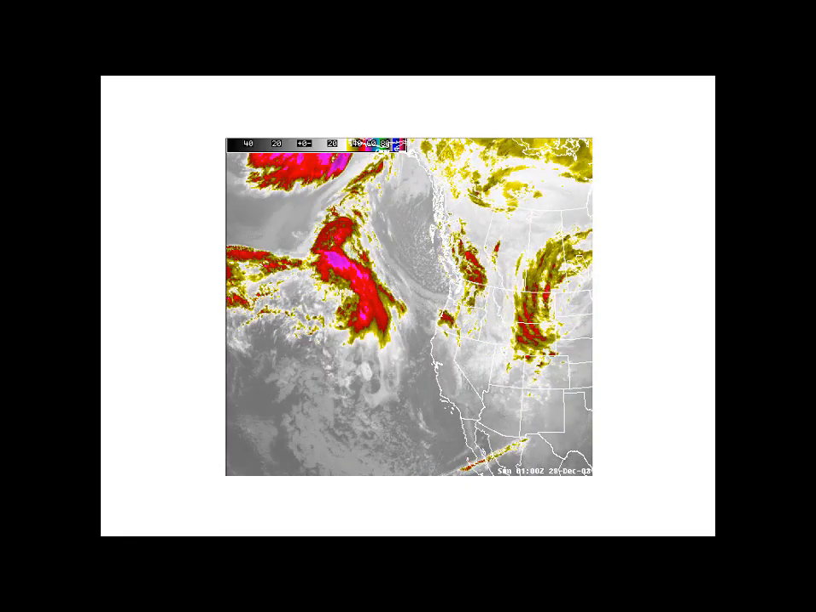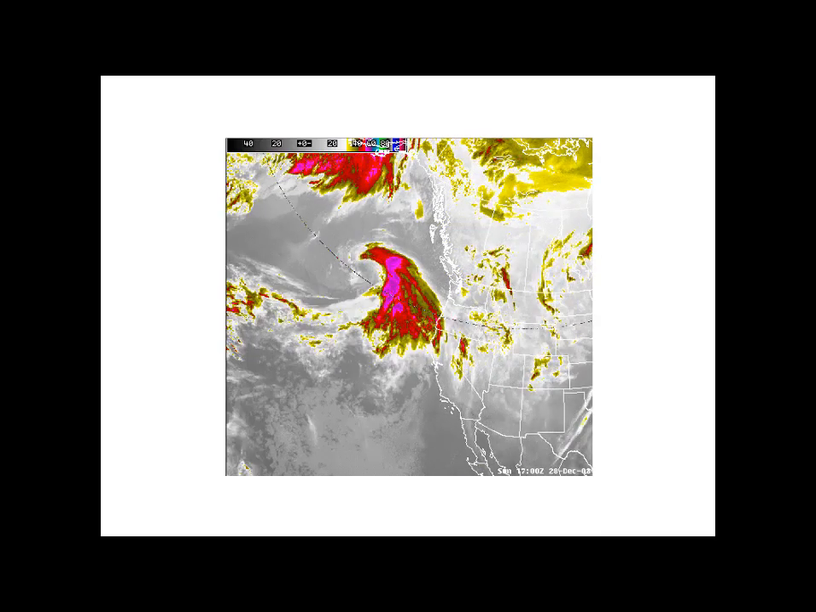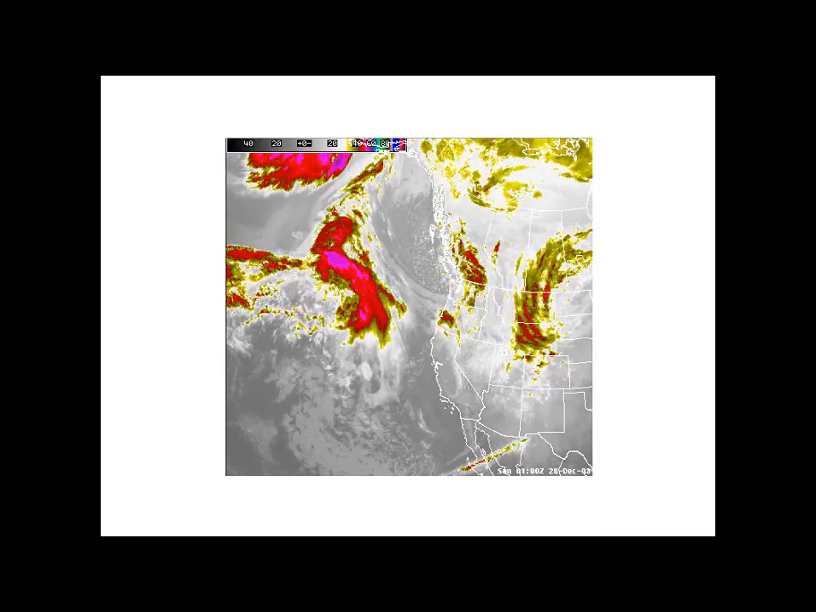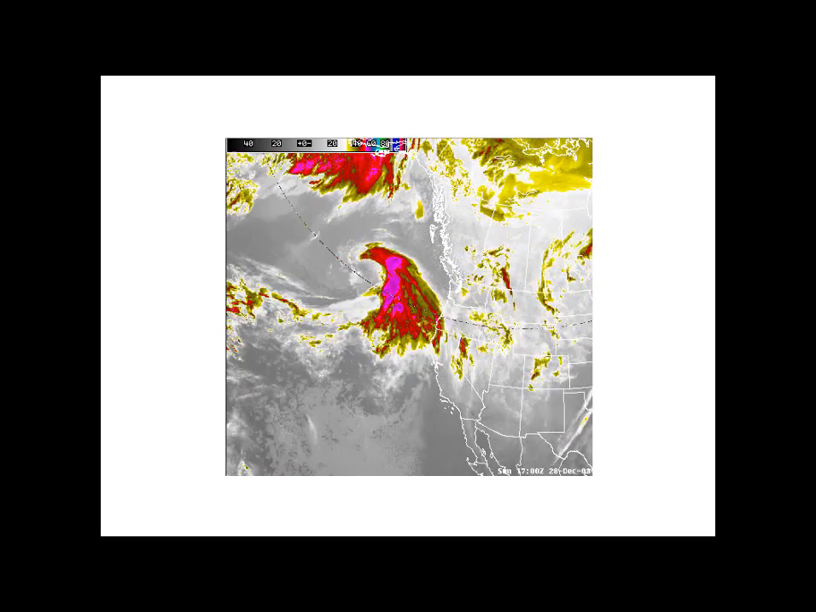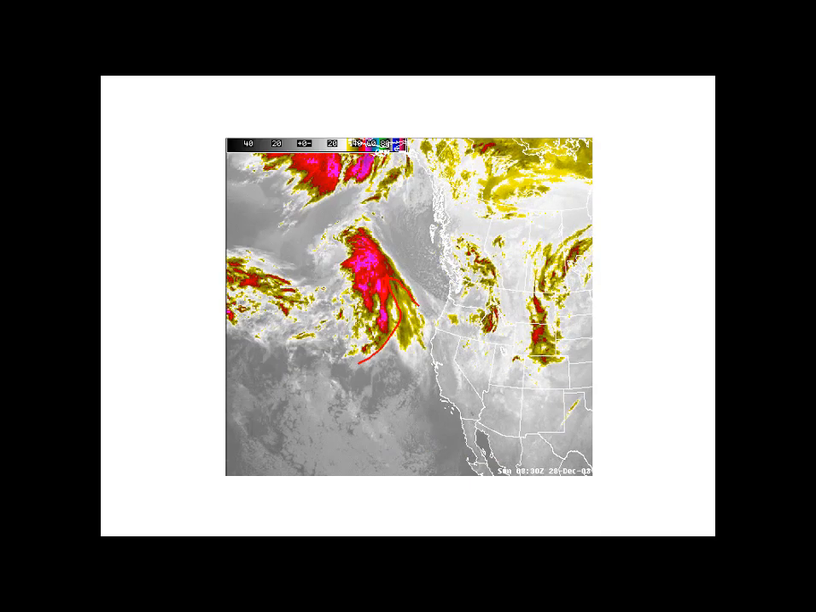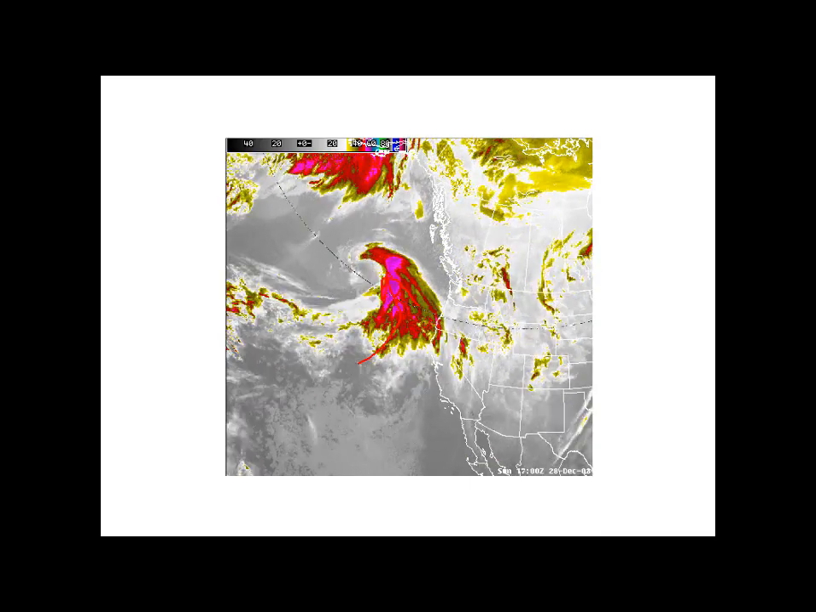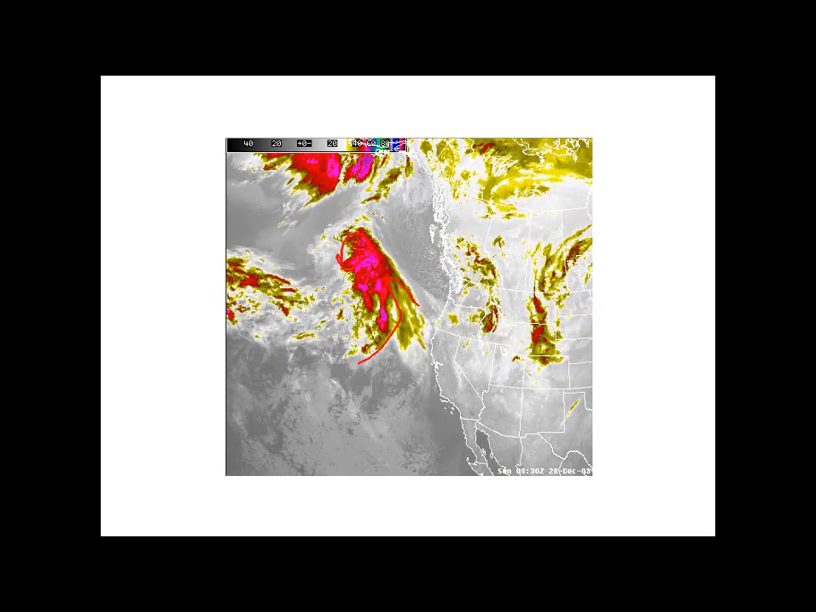Now we're going to be looking at the 10.7 micron imagery that runs between 21Z on the 27th and 2030Z on the 28th of December. As we loop through, we notice the cyclone is developing with a well-defined warm conveyor belt out ahead of it, and it also appears to be occluding near the end of the loop. If you notice right through here, we get an occlusion process beginning.